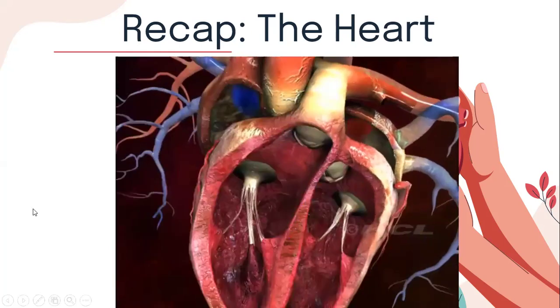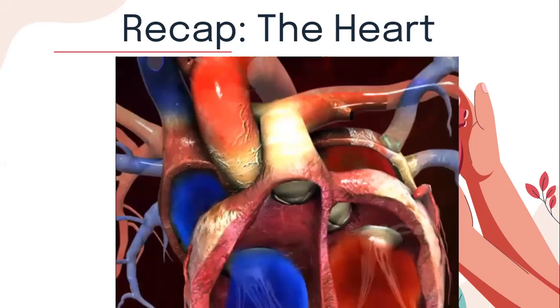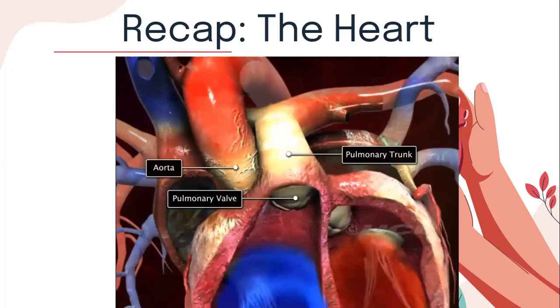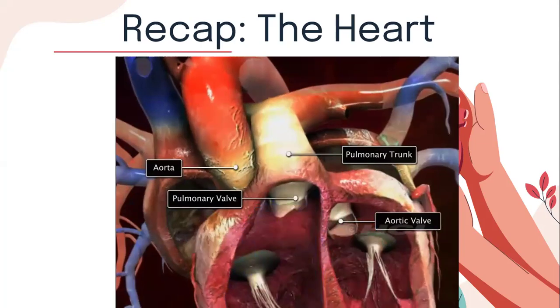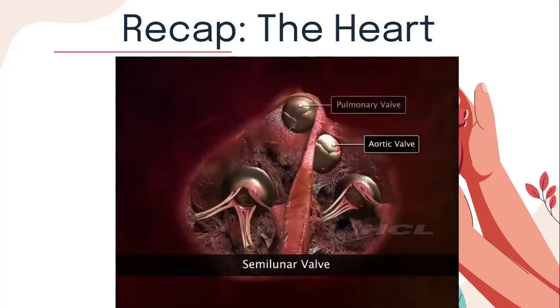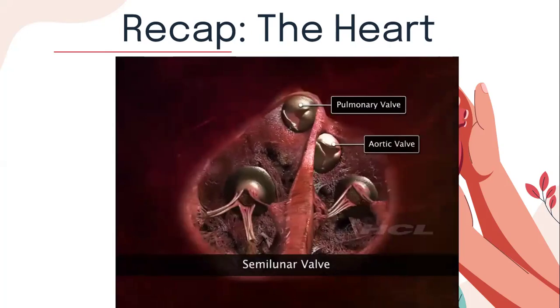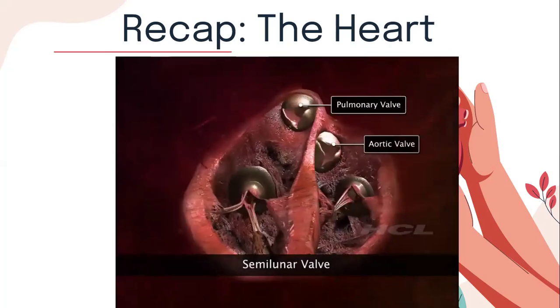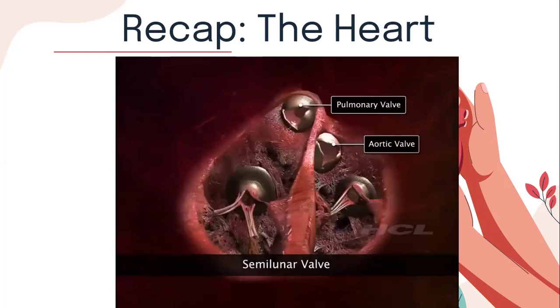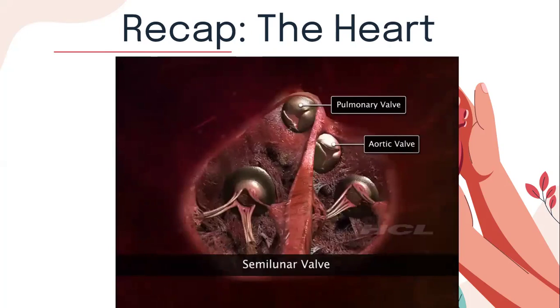There are also valves at the opening of the pulmonary trunk and the aorta. These are called the pulmonary valve and the aortic valve, respectively. Because of their crescent moon shape, these 2 valves are also called semilunar valves. The characteristic double "lub-dup" sound of the heartbeat is produced during the closing of the heart valves.